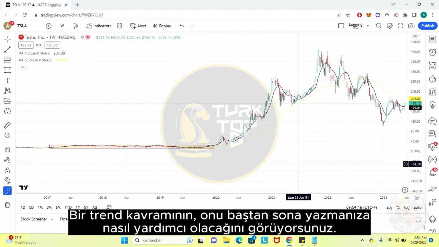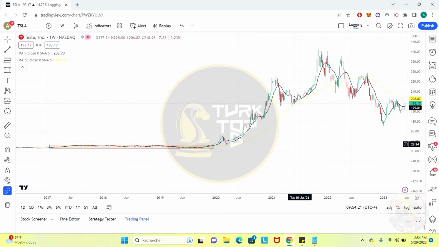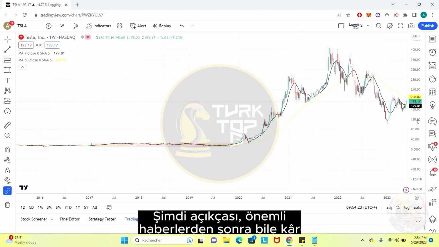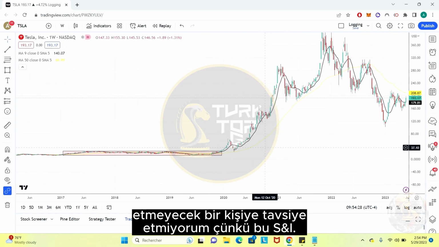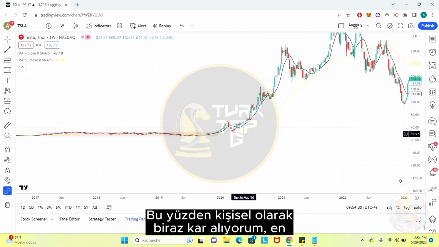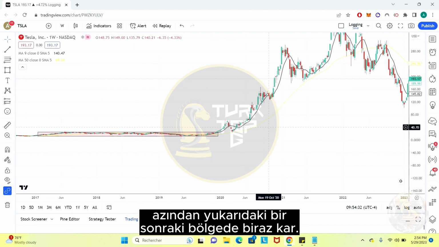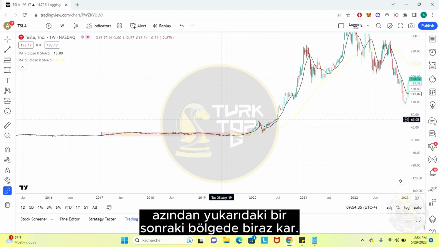You see how the concept of a trend would have helped you ride it the entire way up? Now, obviously, I do not recommend it to a person to not take any profits even after significant moves, because that's asinine. That's why I personally take at least some profits on the next zone above.